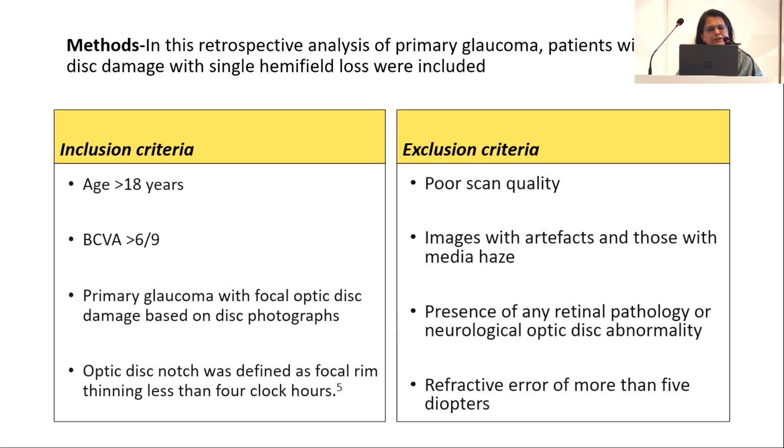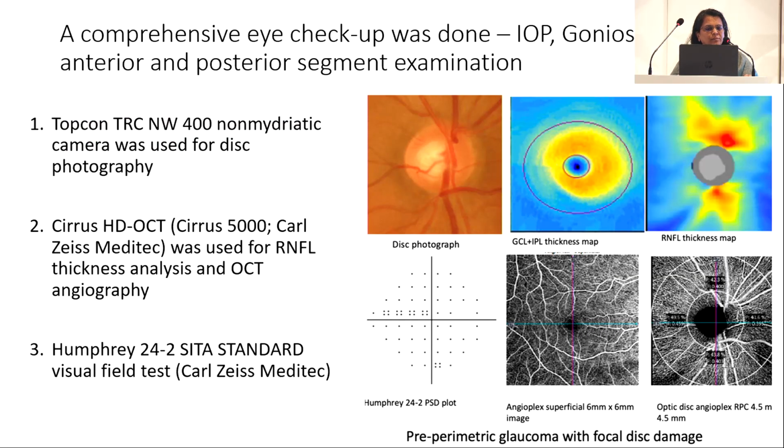We included patients with primary glaucoma who had focal disc damage with single hemifield loss, more than 18 years of age, and the focal disc loss was measured as focal rim thinning of less than 4 clock hours. We excluded any patient who had poor scan quality, media opacities or high refractive errors. All patients underwent comprehensive eye examination including the optic disc photograph, the OCT structural analysis as well as vascular density measurement for both disc and macula, and visual field test.